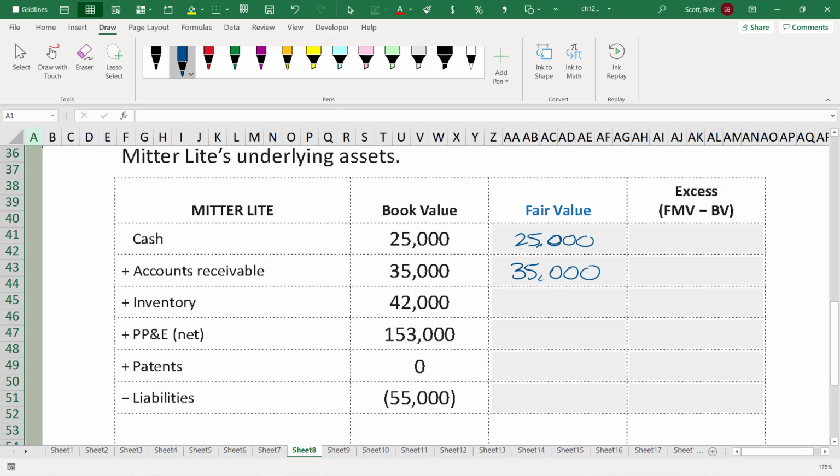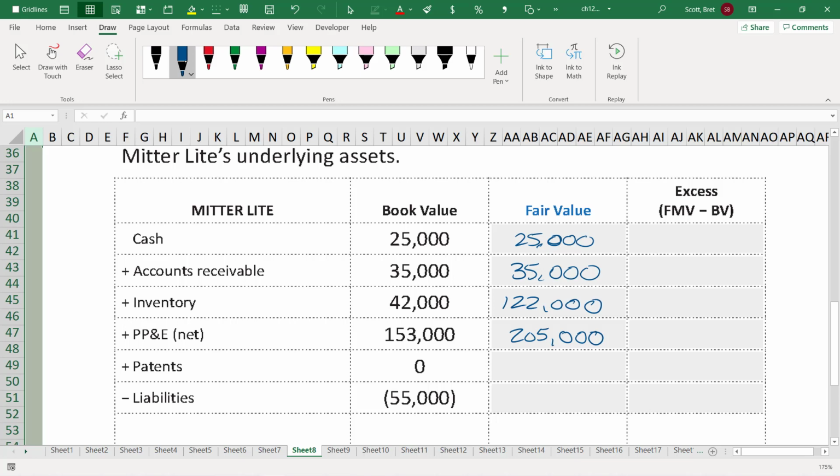Okay. Inventory, generally speaking, you see it go less than this example. But I'm going to say in this example that the inventory is valued at more. And I'm going to say the same thing for PP&E. It's being valued at a higher value. Generally, though, you see it going the opposite way.